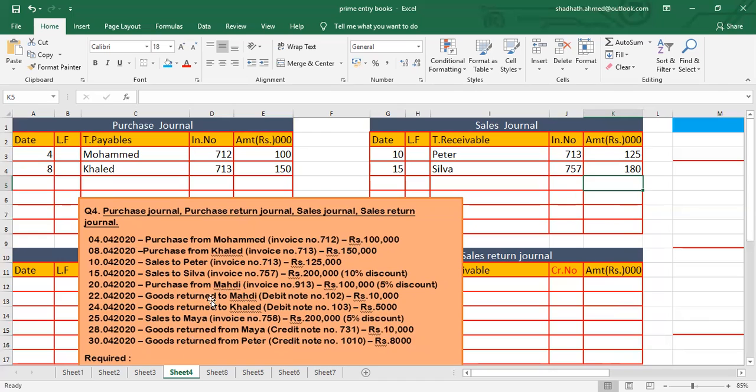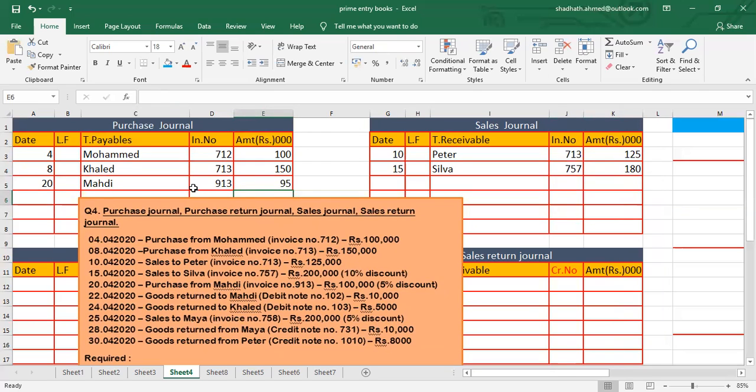Purchase from Mahdi, 20th, purchase journal, Mahdi, invoice number 913. There also you have a discount, 100,000, 5% discount. For 100,000, 5% is 5,000. If you deduct, only 95 comes in the purchase journal. At the time of purchase, if there is a discount, it is a trade discount. Trade discount has no entries in accounts.